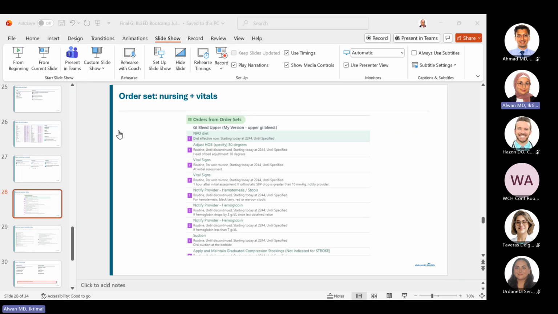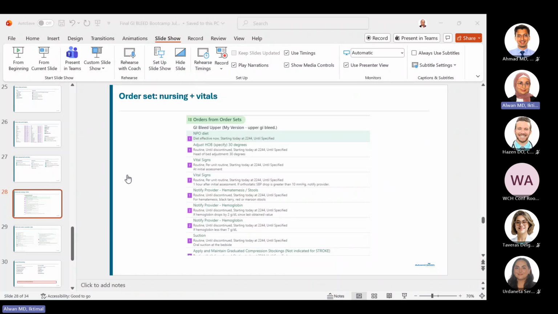Okay, so first we have NPO, of course, we have aspiration precautions, we have vital signs. And then here the nurse, with this checking notify provider, is going to talk to you every time she can see another episode of hematemesis or melena. We're going to check the hemoglobin every 6 hours, and then we're going to check CBC, CMP, coagulation panel, INR, PTT, and then we have also continuous IV fluids.